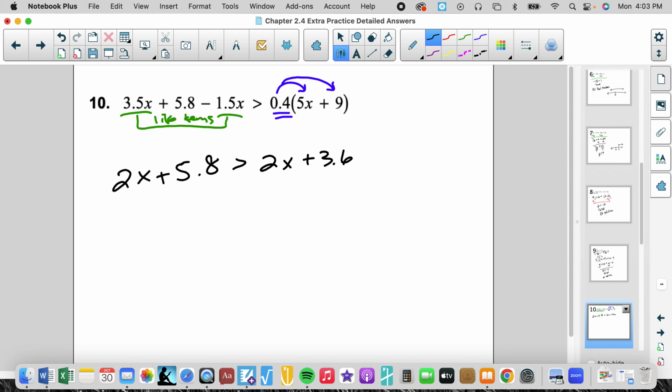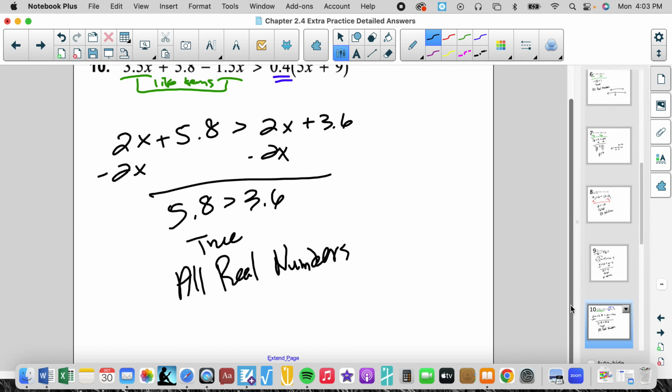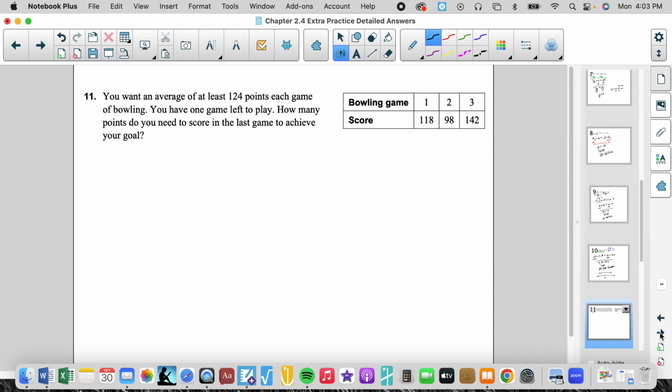Okay? And now we're going to move the variables. Minus 2x. We get 5.8 is greater than 3.6, which is true. So it's all real numbers. And we can graph that. Don't forget to graph for all real numbers. Make sure that you're drawing your graph. I will take off points if you don't have that.